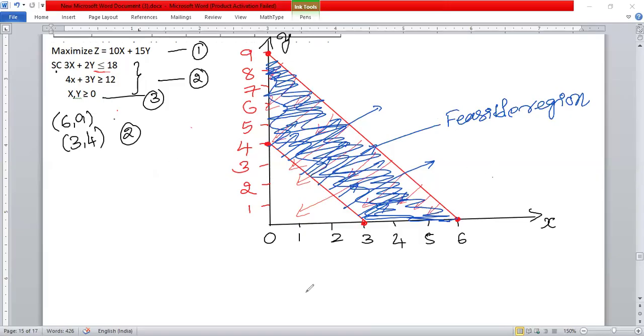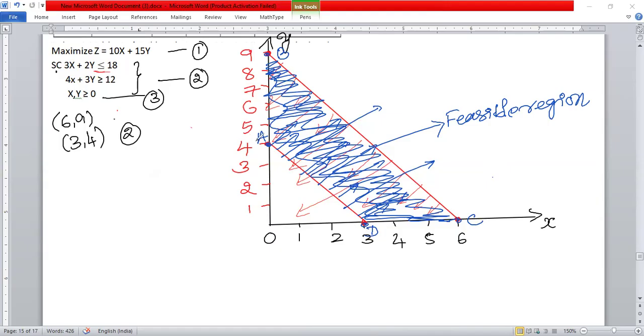Okay, after marking inside the origin and outside the origin, we got the feasible region and we have 4 corner points. Yes, we have 4 corner points. One corner point is A, this is B, this is C and this is D. We have 4 corner points.